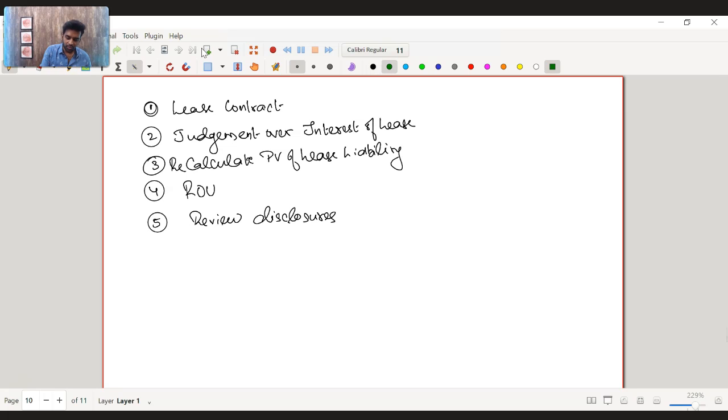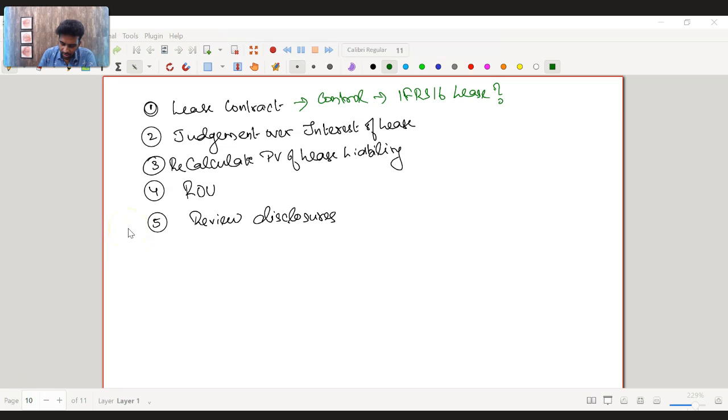Majorly, you have to review the lease contract for what? To establish control and to see if it is as per IFRS 16, whether it is a lease contract or not. You need to establish it. So in the lease contract, you have to read it very clearly and see if the contract is in terms a lease or not. That has to be established very clearly.